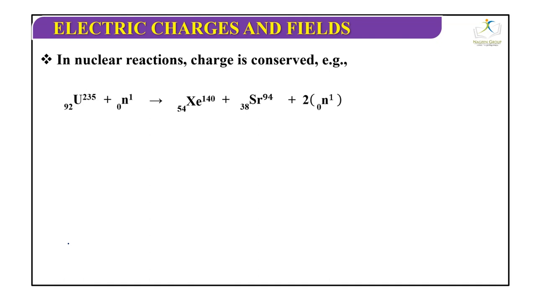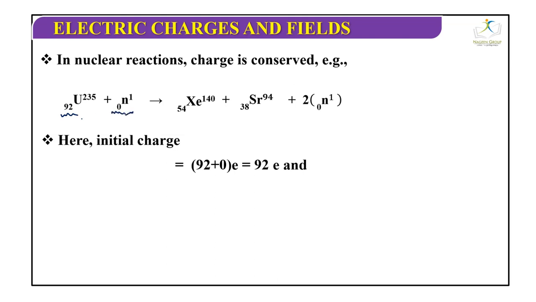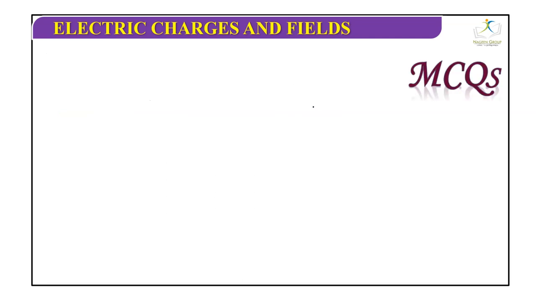For example, if we disintegrate a particular uranium nucleus, the disintegration contains protons and neutrons in equal amounts, as well as electrons. Here the initial charge is 92 plus 0. As you can see here, this is 92, this is 0, and at the final, if you count it, the final charge is 54 plus 38 plus 0, that is 92. So charges are always conserved, meaning constant; they will not vary.